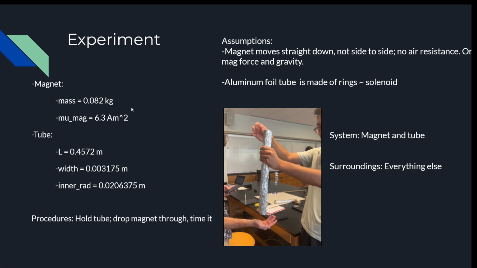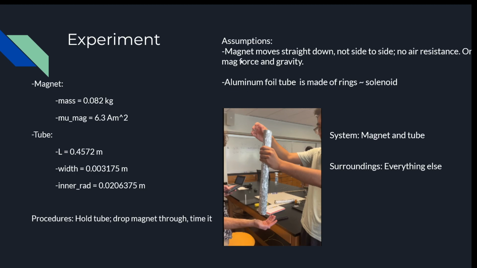So here we see the mass and dipole moment magnitude of the magnet and the dimensions of the tube. So the procedure is hold the tube, drop the magnet through the tube, and time how long it takes for it to reach the bottom, and then create a GlowScript model to calculate the model.